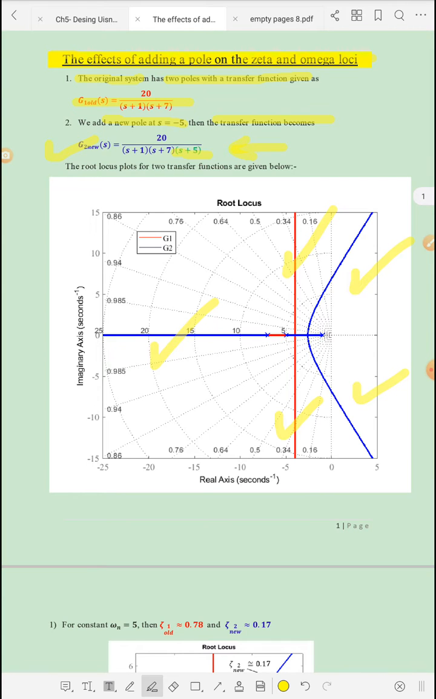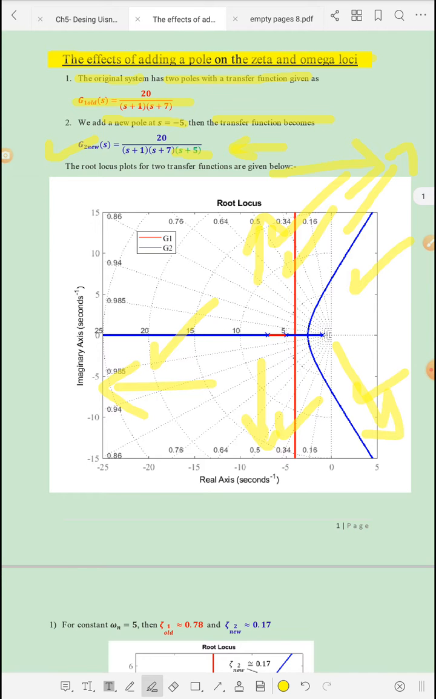As I have mentioned here, for the old system we have n minus m equal to 2 and the angles are minus 90 and 90 degrees. While after the addition of the pole, the angles became 60, minus 60 and minus 180. And this is what we mean that the root locus after the addition has bent to the right hand side. And this means that the relative stability is deteriorated.